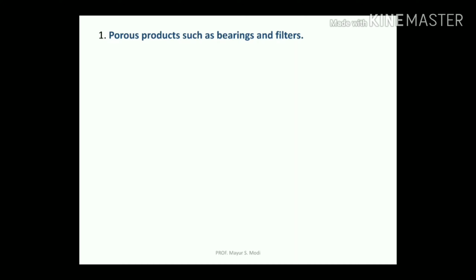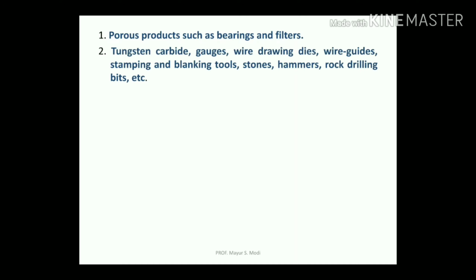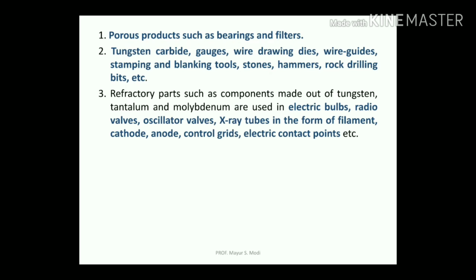Porous products such as bearings and filters, tungsten carbide gauges, wire drawing dies, wire guides, stamping and blanking tools, stones, hammers, rock drilling bits, etc. Refractory parts such as components made out of tungsten, tantalum and molybdenum are used in electric bulbs, radio valves, oscillator valves, X-ray tubes in the form of filaments, cathodes, anodes, control grids, electrical contact points, etc.